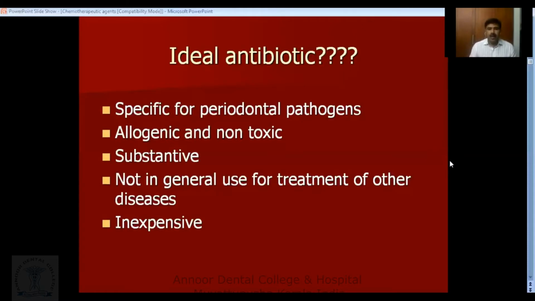What are they? It should be specific to periodontal pathogens. It should be non-allergenic and non-toxic, and substantive. That is, if you apply it in a particular environment, it should act for a long period of time. It should not be in general use for other treatments or other diseases, and it should be inexpensive. As I told you before, we still don't have an ideal antibiotic that is effective in all cases of periodontal infections.